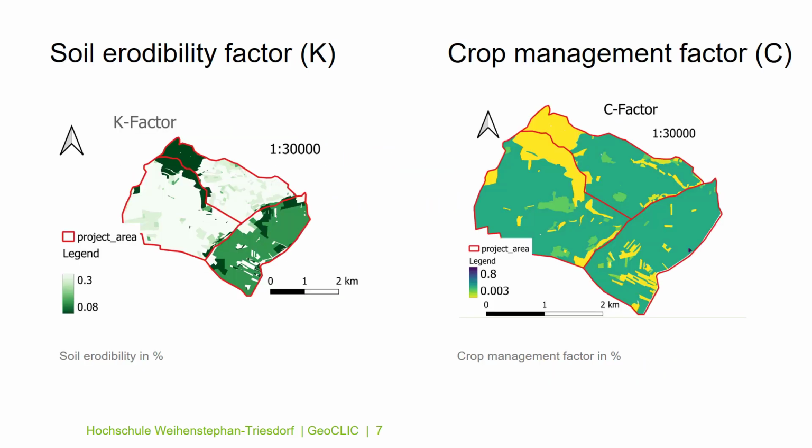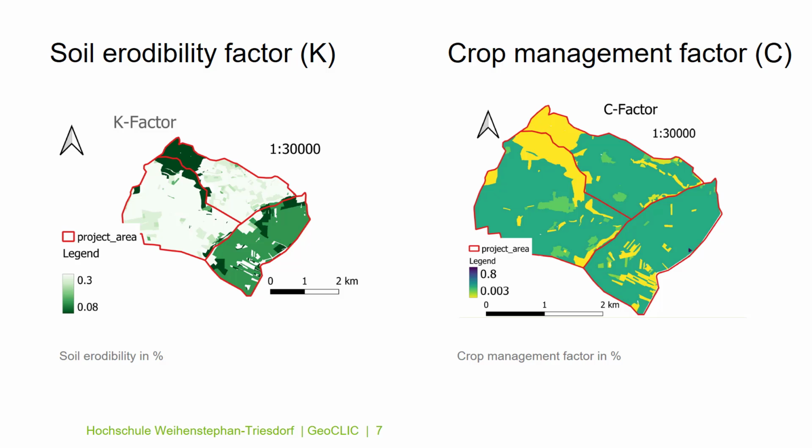Then we have the crop management factor C. That's depending on the type of crop. For example, corn has a very high factor. Winter rye has a rather small factor. Grass has a rather small factor. Here we can observe a very high impact of this factor. So it really makes a difference what the farmers are growing in these areas. And this could lead to recommendations to perhaps change the crop management.